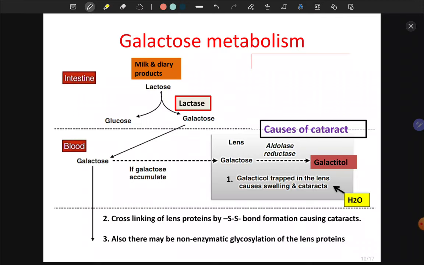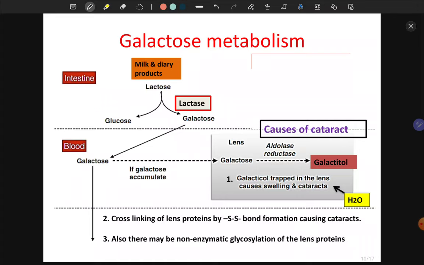Galactose is present in the milk and dairy products, in the form of lactose. Lactose is a disaccharide, so it has to break into monosaccharides in order to be absorbed. It will split into glucose and galactose by lactase.